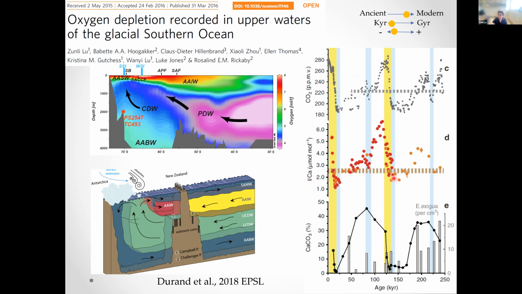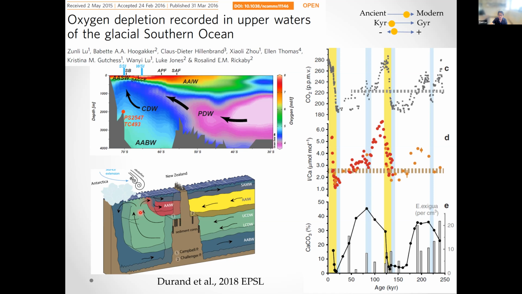And this is also the time when the pCO2 in the atmosphere dropped below this long-term average. So the Southern Ocean definitely plays an important role in adjusting the CO2 level in the atmosphere.